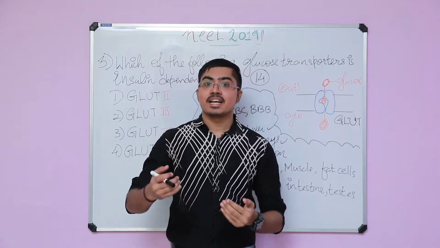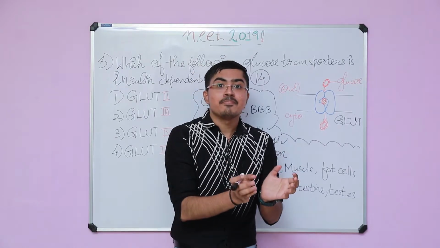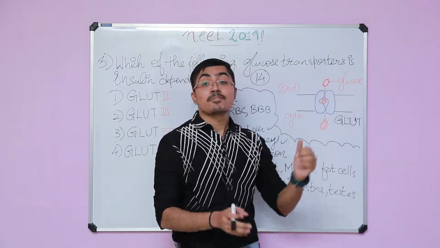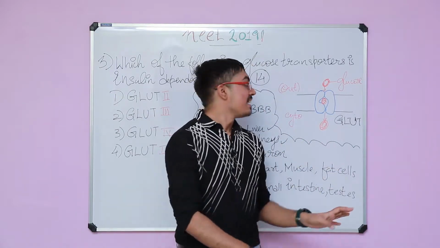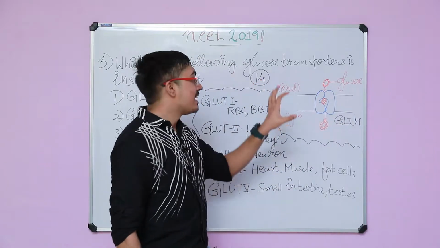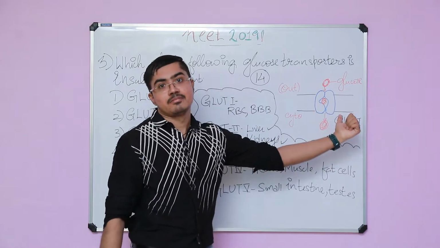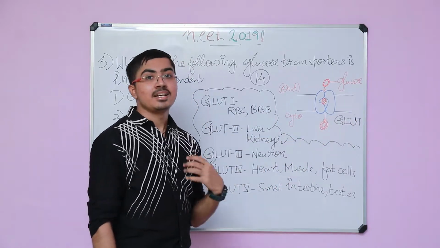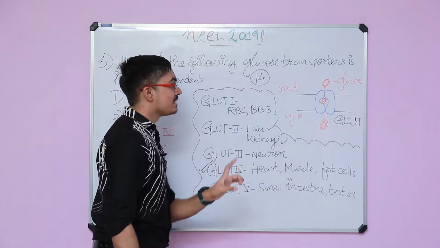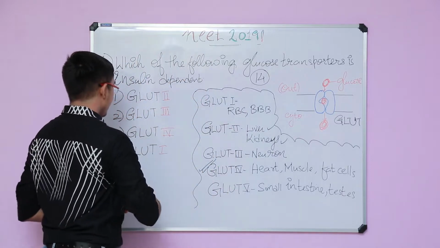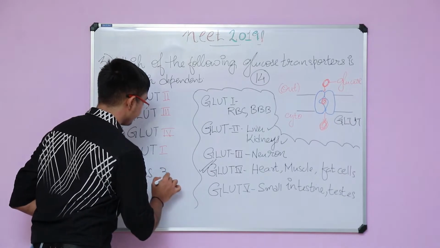The insulin will come and bind to insulin receptors, which will generate certain signals through which these proteins present inside the vesicles will be taken towards the membrane, and on the cell membrane they will attach. That is how it gets ready. Once insulin is attaching to the cell, these will attach to the cell membrane. That is why we say it is insulin dependent. Among these 5 things I have written here, only GLUT4 is insulin dependent. So that is why we say that the correct option for this question is option 3.